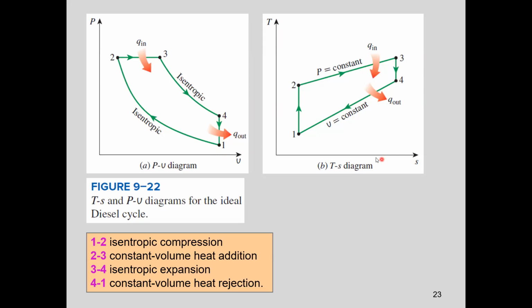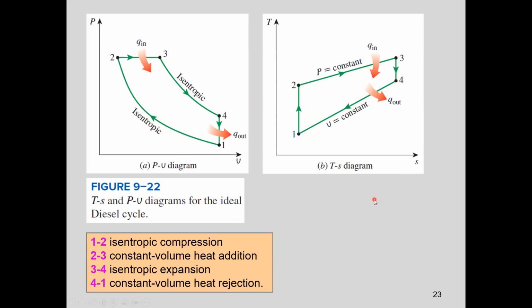On TS diagram, process 1-2 is isentropic compression process, because entropy is constant, and the process 3-4 is isentropic expansion process, during which entropy is constant. So isentropic process means the process is reversible and adiabatic. And process 2-3 and 4-1 are constant volume processes, heat input and heat output respectively.